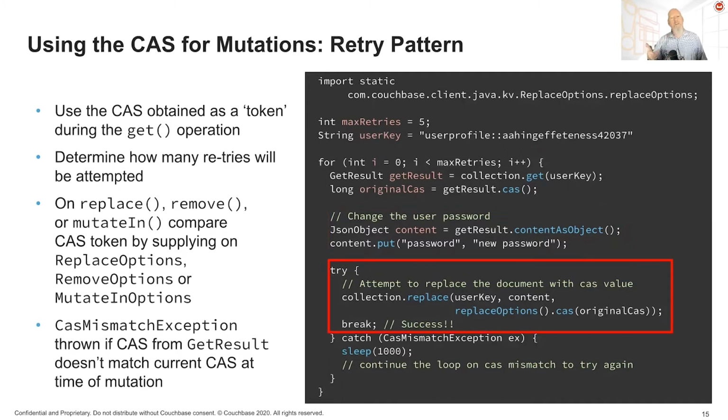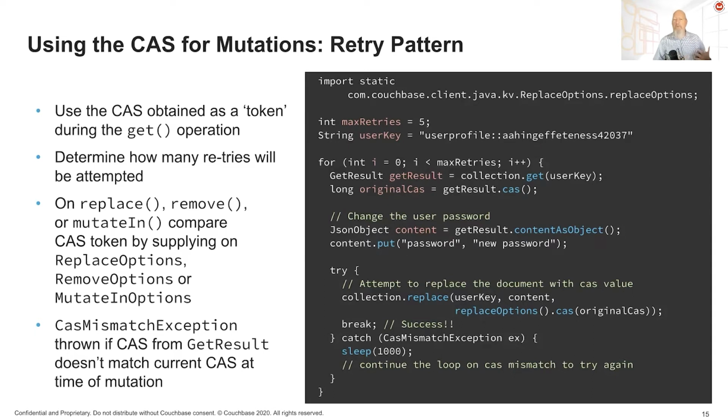Now, if everything works and it succeeds, I need to have a way to break out of the loop. But if it doesn't succeed and it throws a CAS mismatch, I need to have a way to recover, reset, and retry. That's basically the retry pattern. And so you can see the mechanisms here. Again, I want to stress that there are many ways to solve this problem. This is a simple way for you to understand how you might implement a looping retry pattern.